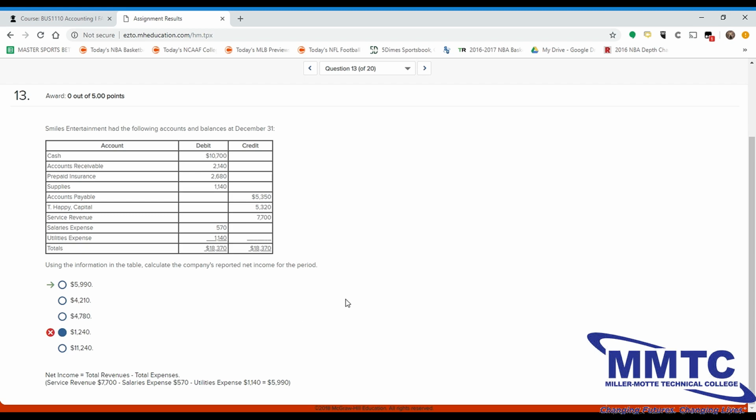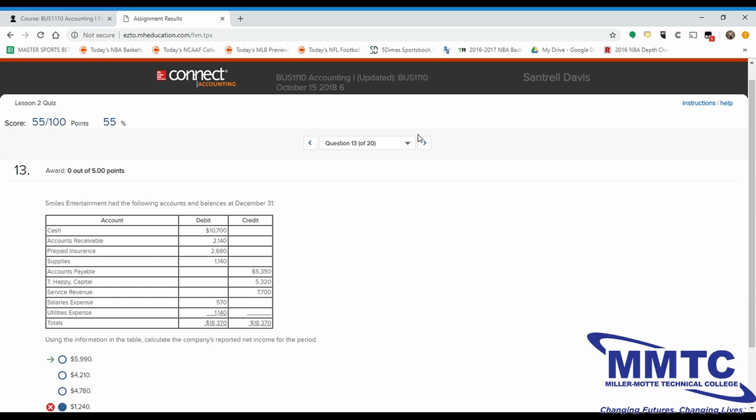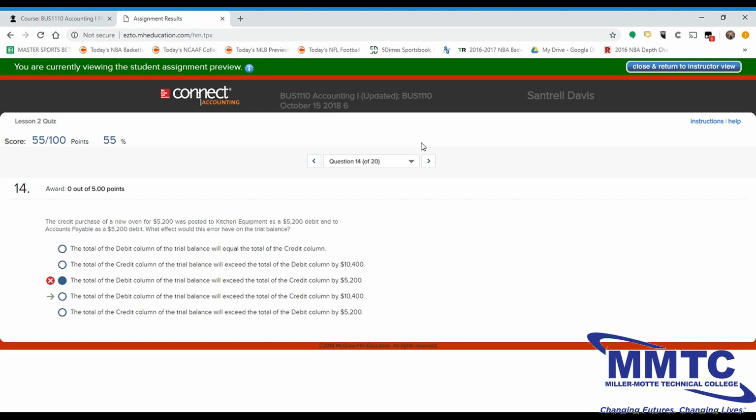So just click all through. Let's see what else is asking now. Credit purchase of new kitchen equipment, 5,200, was posted to kitchen equipment. That's a 5,200 debit and a 5,200 debit into accounts payable. What error would this have on the trial balance?